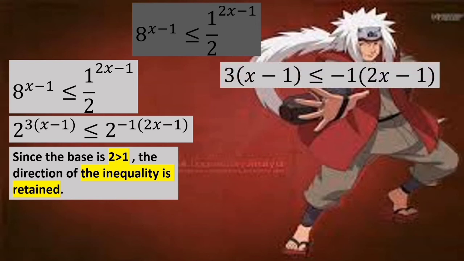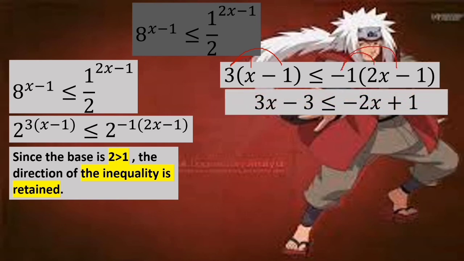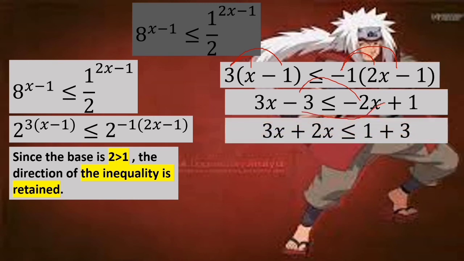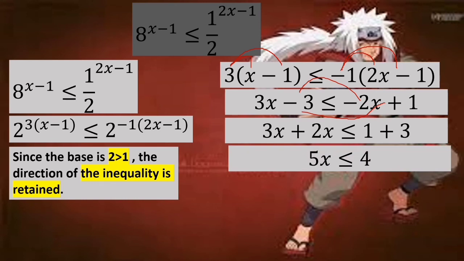So, pwede na natin siyang isolve. So, ganun pa rin yung pag-solve class. So, pag ganito, kailangan natin gamitin yung distributive property. So, 3 times x and 3 times negative 1. Then, dito naman sa kabila, negative 1 times 2x, then negative 1 times negative 1. So, magiging 3x minus 3 is less than or equal to negative 2x plus 1. Then, ililipat lang natin itong negative 2x sa kabila at saka itong negative 3 naman sa kabila. So, magiging 3x plus 2x less than or equal to 1 plus 3. So, 3x plus 2x, 5x less than or equal to 4.